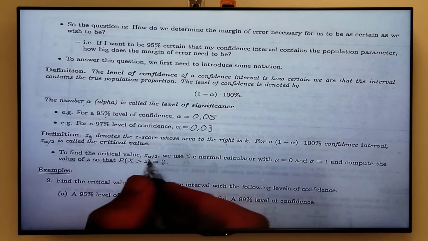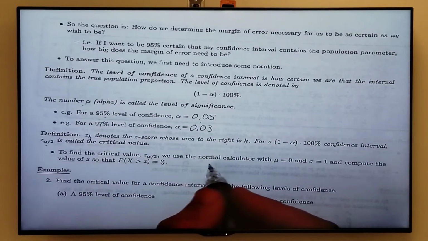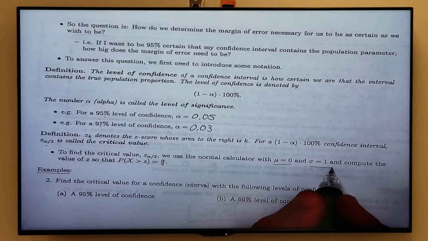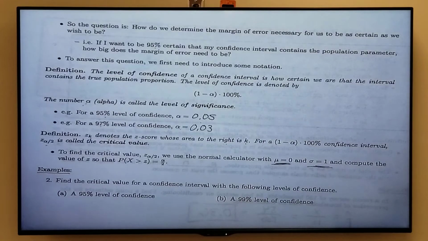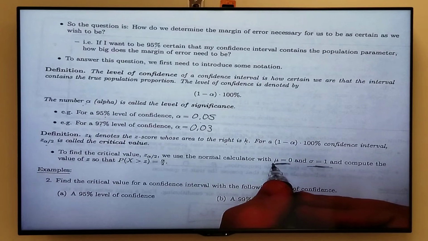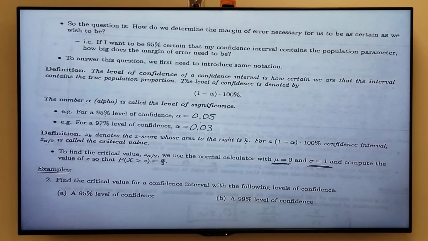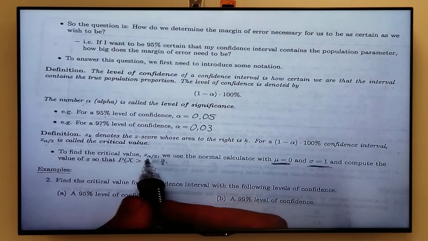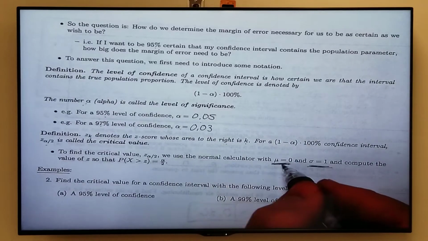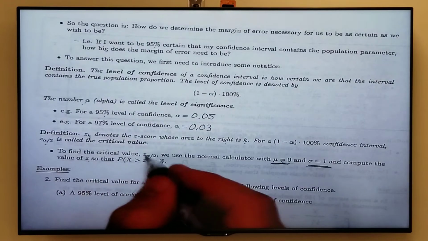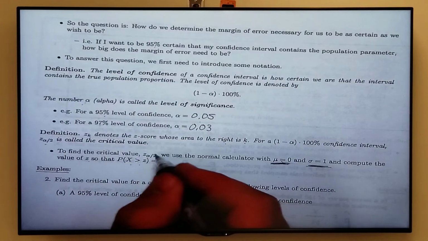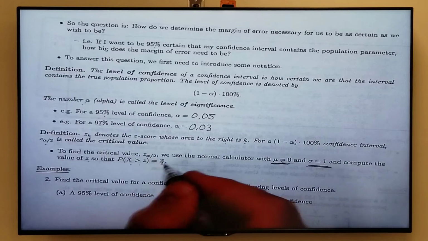So to find the critical value, z sub alpha over 2, we use the normal calculator with mean 0 and standard deviation 1. We call this the standard normal calculator. You might have some problems in the textbook that ask you to compute something involving the standard normal calculator. When they say standard normal, they're talking about the normal calculator with mean 0 and standard deviation 1. Okay, so to find the critical value z sub alpha over 2, we compute the value of z so that the probability x is greater than z equals alpha over 2. So the subscript here gives us the area we're looking for.